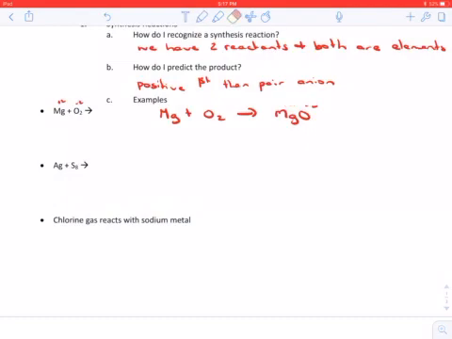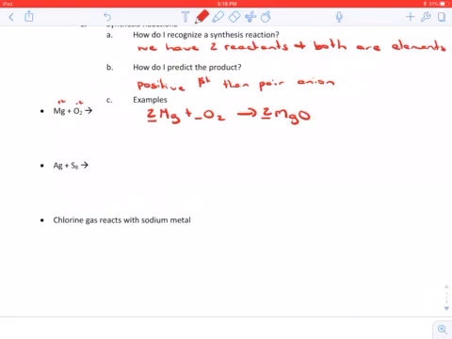And some of you are like, Miss Griffith, where did that 2 on the O go? Well, that's why we have to go back and balance now. That 2 is not needed to balance out the single Mg, so we have to go back and balance. To get the 2 O's on the right side, we have to put a 2 in front of MgO, and then we've now got 2 Mgs. Awesome. Let's move on to the next one.